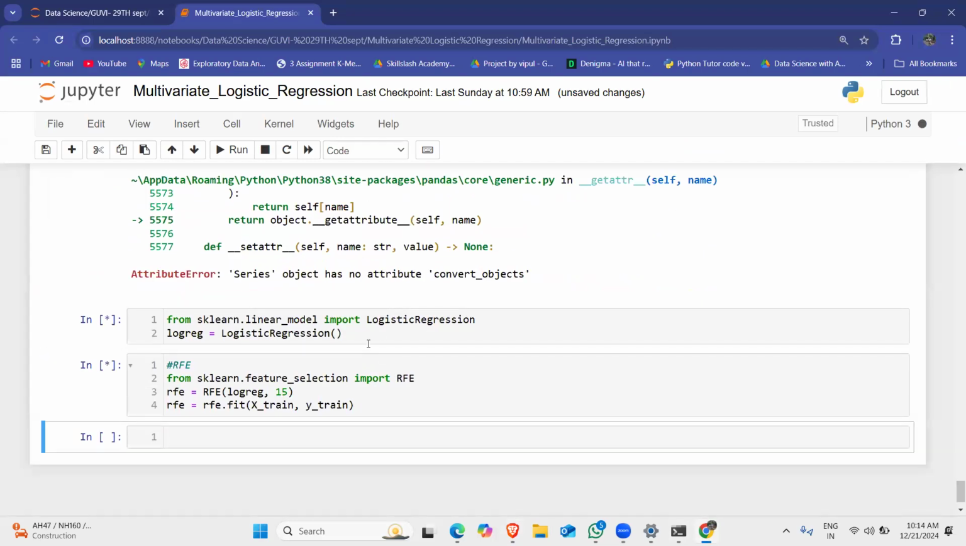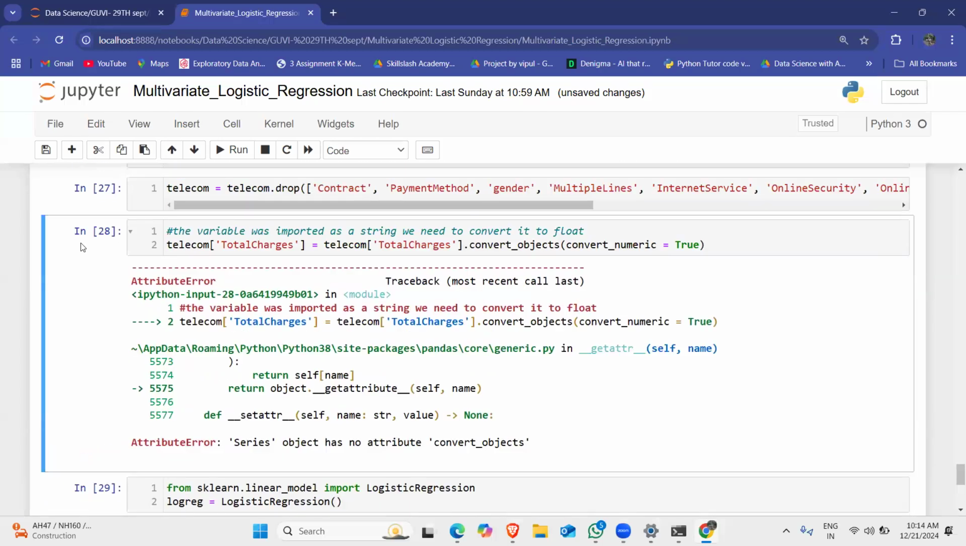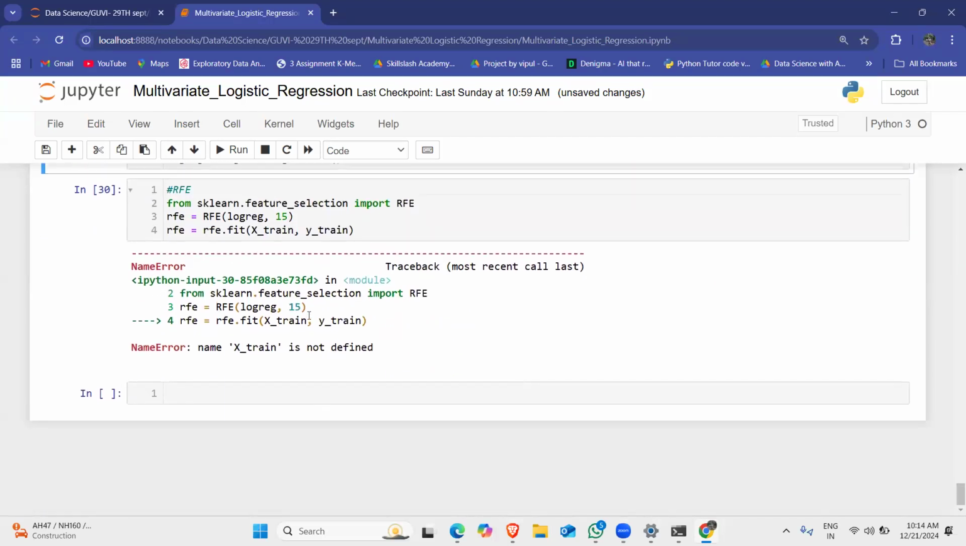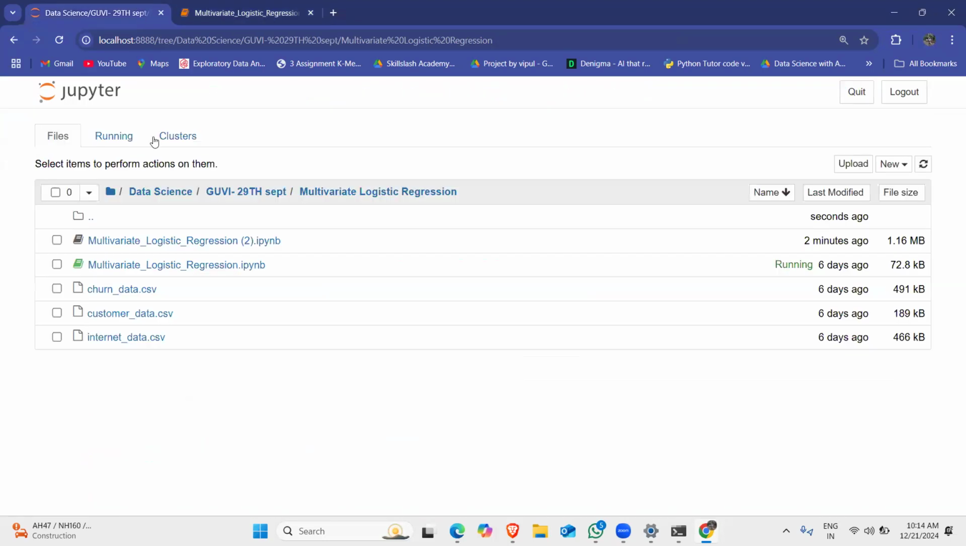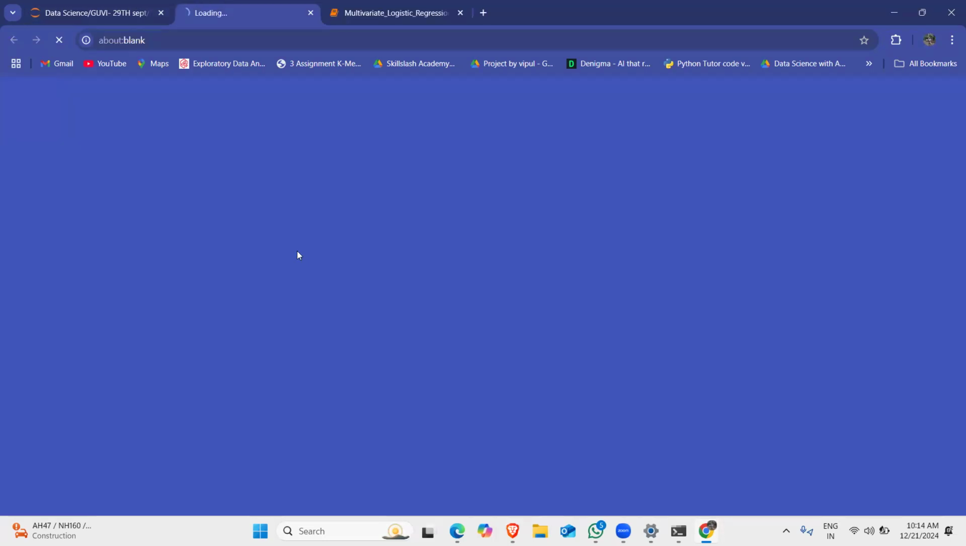If I just run this, X string is not defined. This is old notebook. This is new.